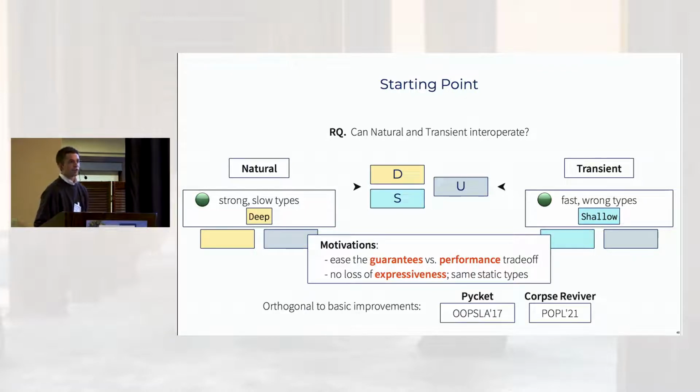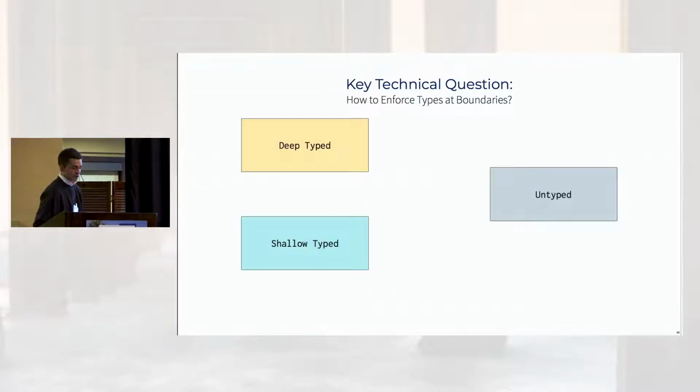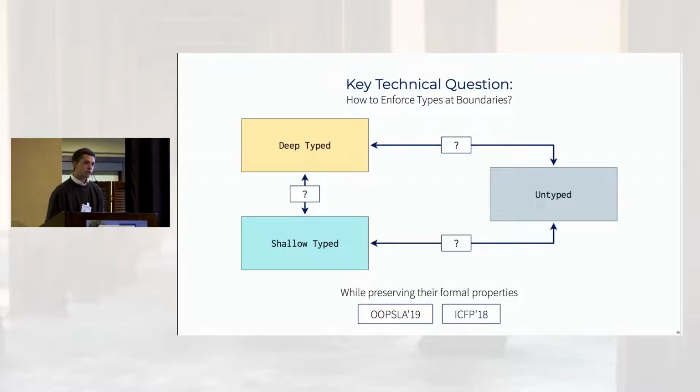And this work is also orthogonal to basic improvements to both deep and shallow. So work like Pycket and Corpse Survivor is going to work under the hood to make both of these better in parallel, and we can combine them and still reap the benefits. So this is the goal. And the key question we need to answer in order to get there is decide, what do we do at the boundaries between deep, shallow, and untyped?